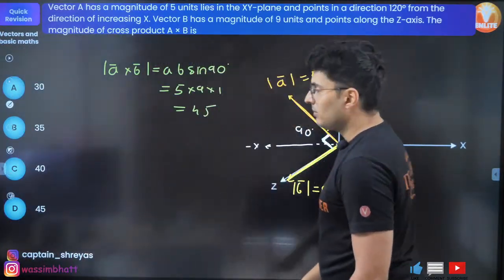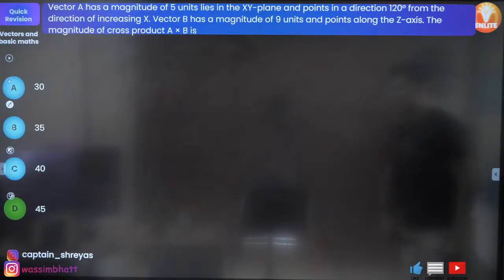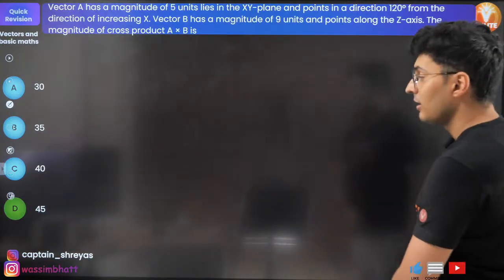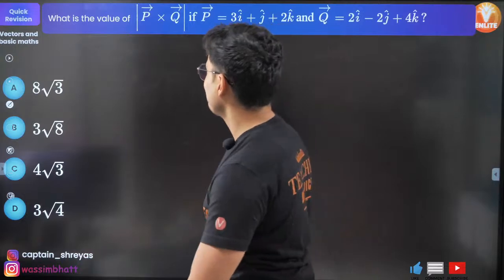Good score, Thalapathy Vijay, 200 plus. Anything less than 200, you're risking your options.